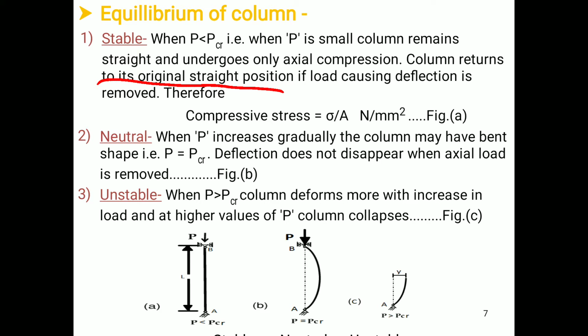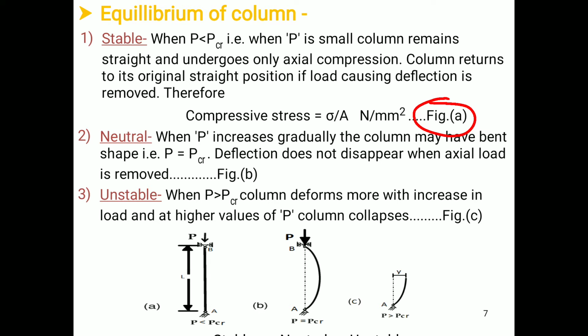Mathematically the compressive stress can be given by P upon A. Oh sorry, here, instead of sigma it is P. So the compressive stress can be given by P upon A, and the unit is Newton per mm square. And this particular stable equilibrium condition is shown in figure A.